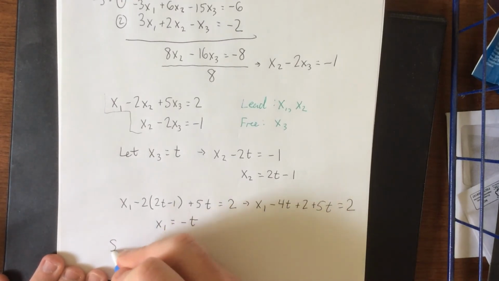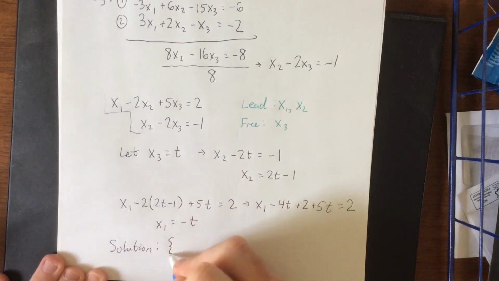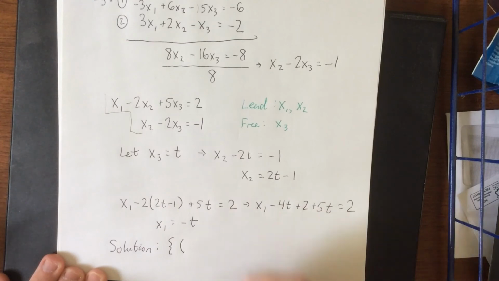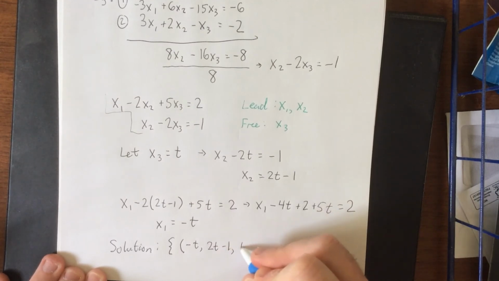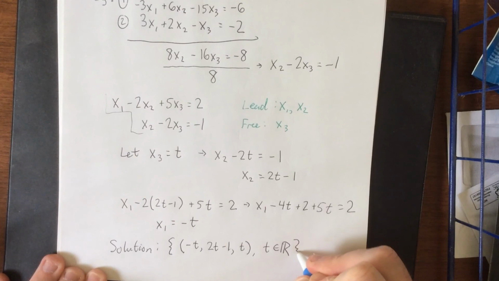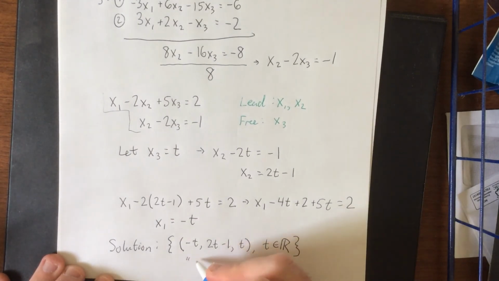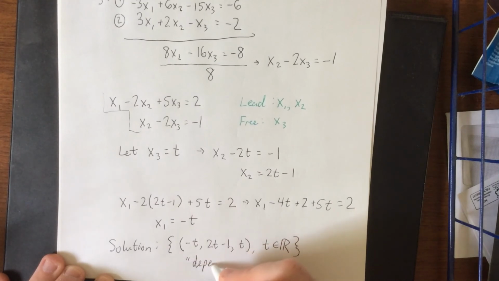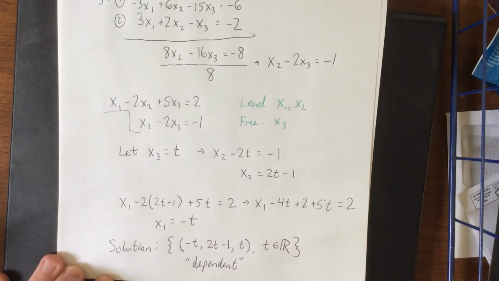So the solution for this system is going to be the set of all ordered triples of the form negative t, 2t minus 1, and t, where t represents any real number. We would refer to this type of system as being dependent, since it has an infinite number of solutions.